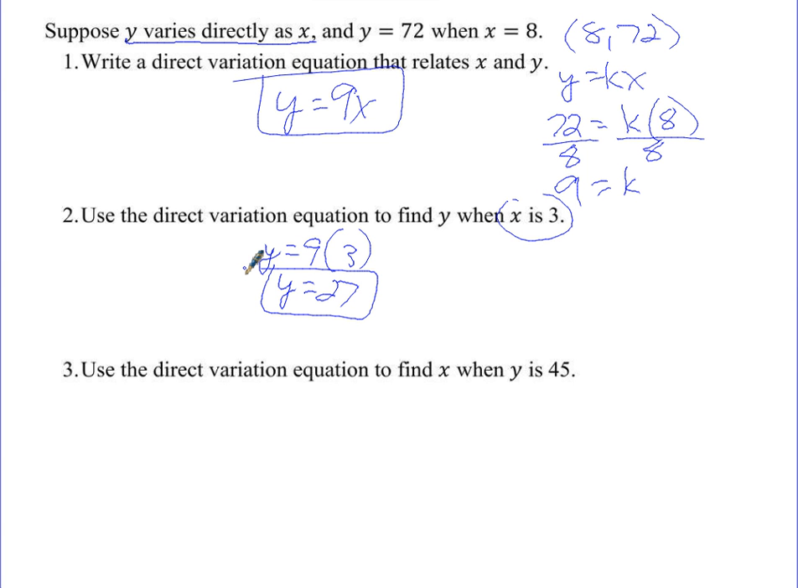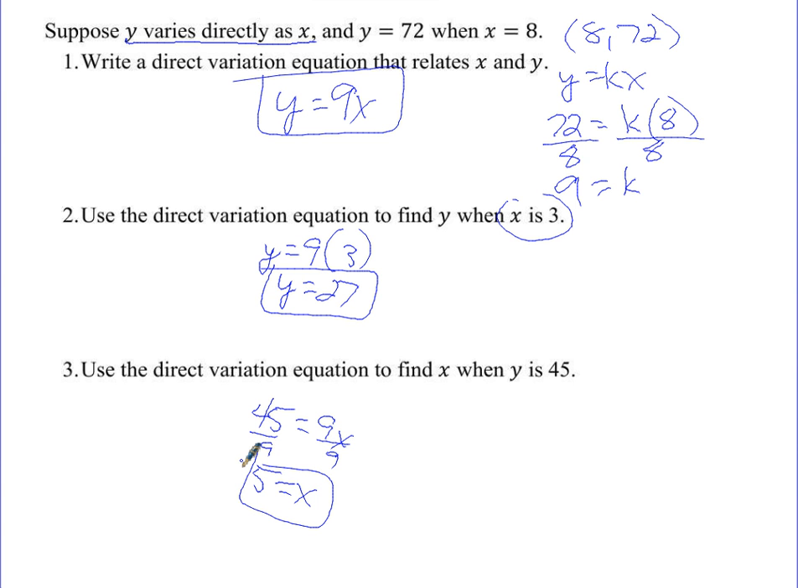And then part 3, use the direct variation equation again, but this time find x when y is 45. So what am I going to do? Plug 45 in for y this time. So I use y equals 9x, but y is 45 this time. 45 equals 9x. So I want to solve for x here. Divide both sides by 9, and I get 5 equals x, or x equals 5.